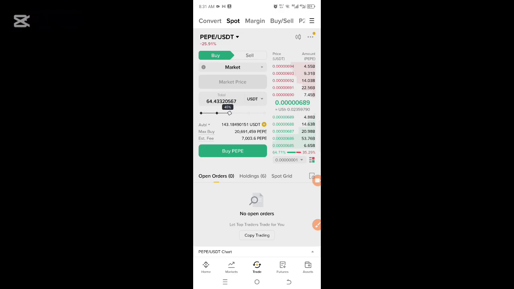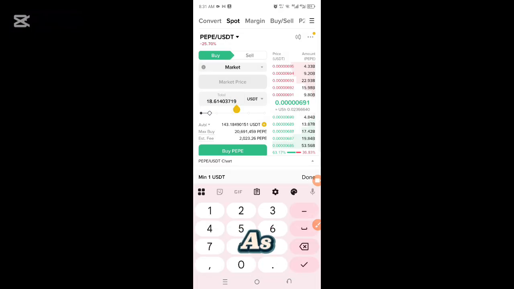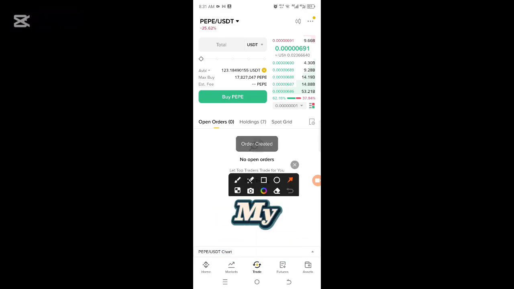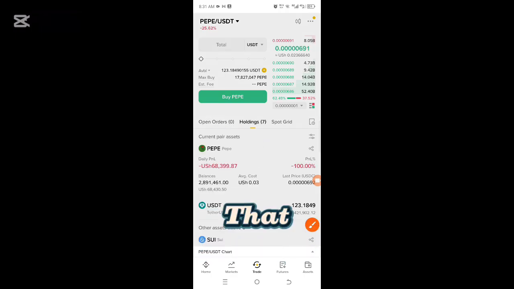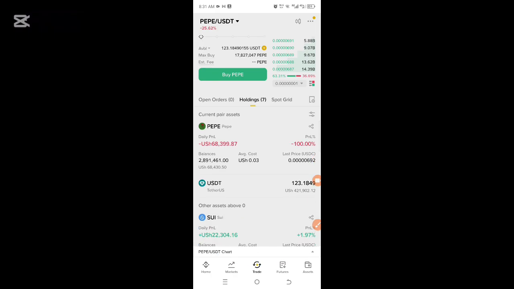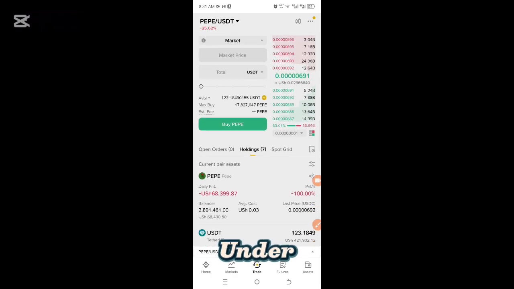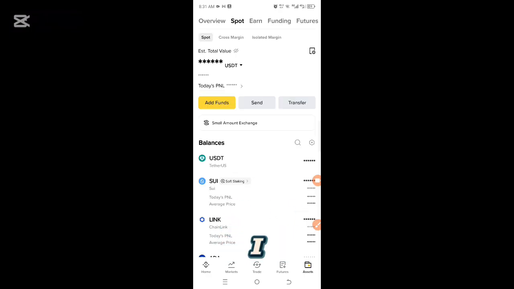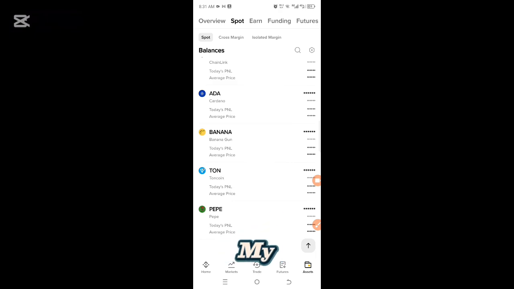I'll click, as I told you, I put 20, I click on buy. After clicking on buy, it will come under my holdings. When I click on my holdings, you can see that I've bought this Pepe. It is under my assets, and if I go back on assets, on spot, you can easily see that Pepe under my assets, which is here.